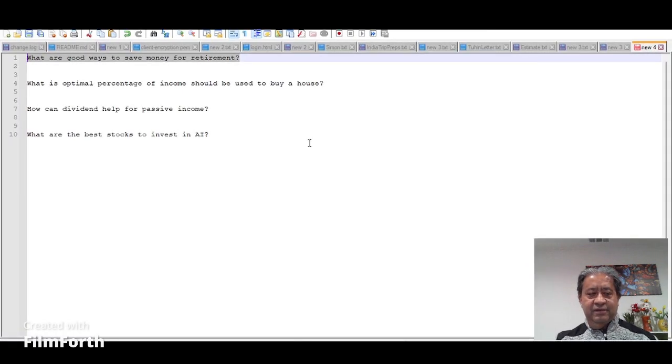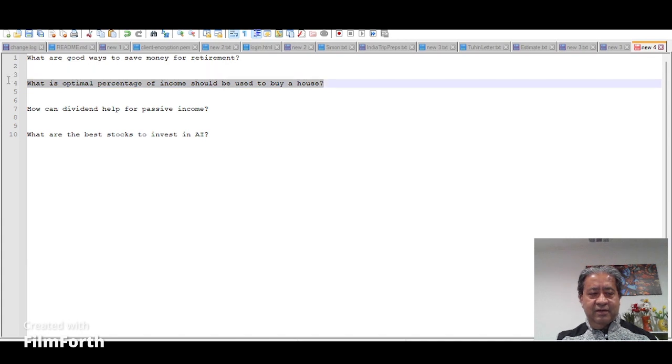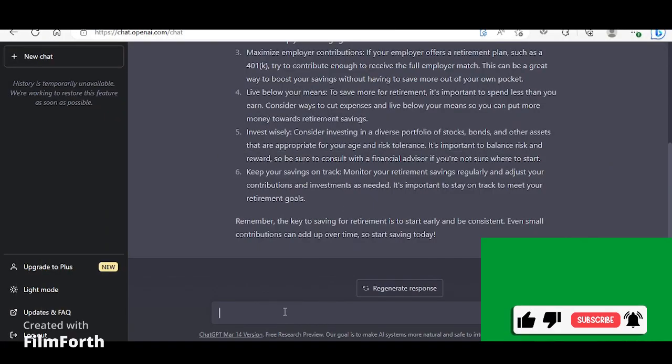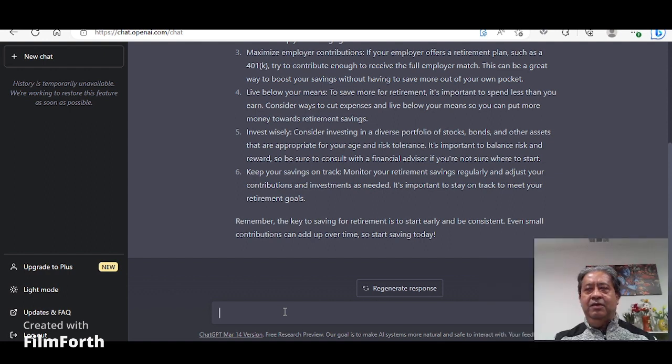Let's ask another question. Another question I asked was, here it is, what is the optimal percentage of income that should be used to buy a house? If you have a certain amount of income per month, and the house price could be different, what would be the maximum amount of money you should spend towards buying this house? So let's put this question in and see what ChatGPT replies.